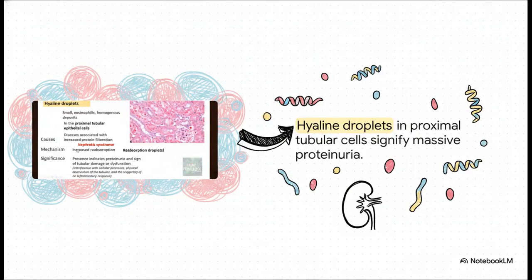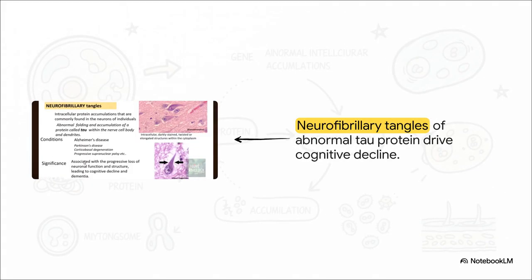Look really closely at the proximal tubular epithelial cells in this kidney cross-section. See those small, homogeneous, kind of pinkish-red deposits? Those are hyaline droplets. This signifies proteinuria. It tells us, literally just by looking at the tissue, that there's increased protein filtration happening upstream. And these specific cells are physically choking on all those reabsorbed proteins. Now compare those neat little kidney droplets to this. These darkly stained, elongated, totally twisted structures are neurofibrillary tangles inside nerve cells.